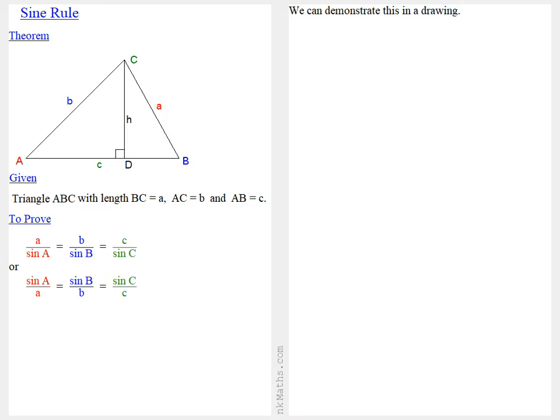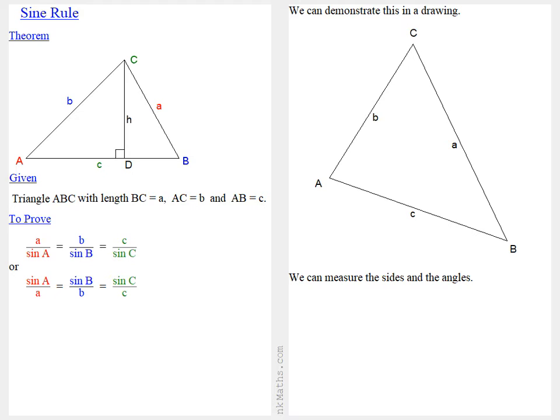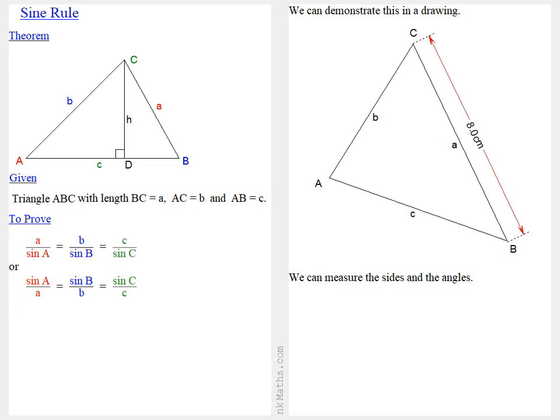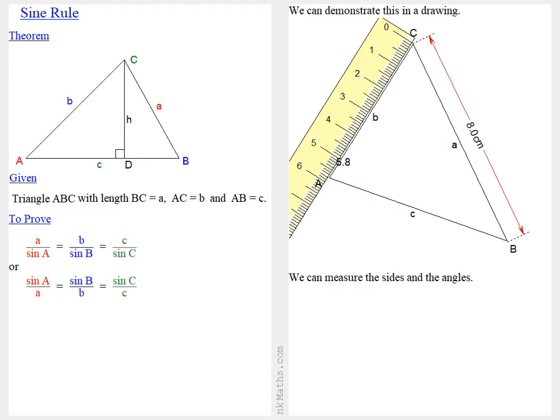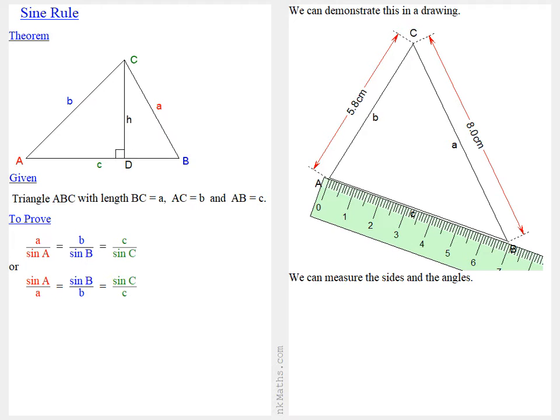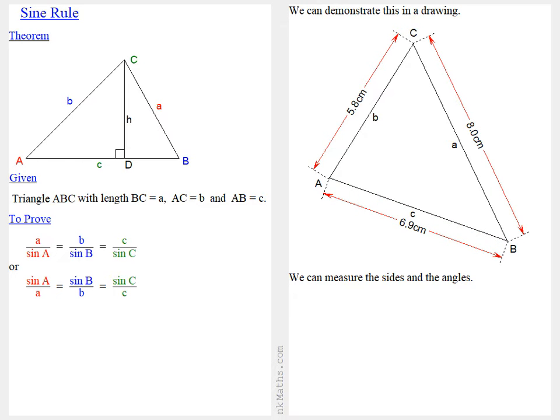Now, we can demonstrate that the sine rule is true by just drawing a random triangle. Suppose we have the triangle ABC and we measure the sides and the angles. We can measure the side a and we see, using a ruler, that its length is 8.0 centimetres, measured to the nearest millimetre. When we measure side b, we see that its length is 5.8 centimetres to the nearest millimetre. And when we measure side c, we find the length is 6.9 centimetres to the nearest millimetre.